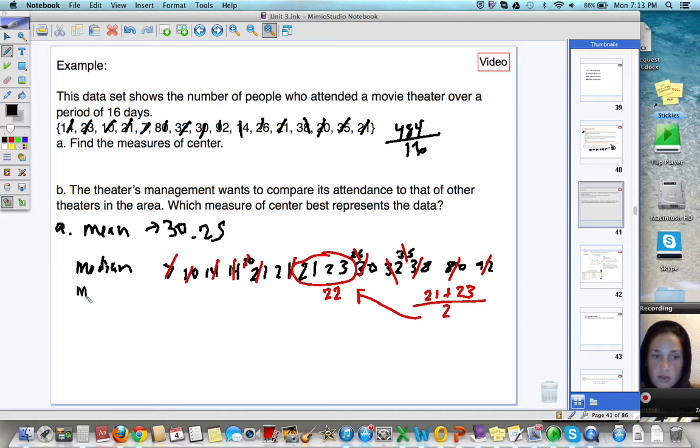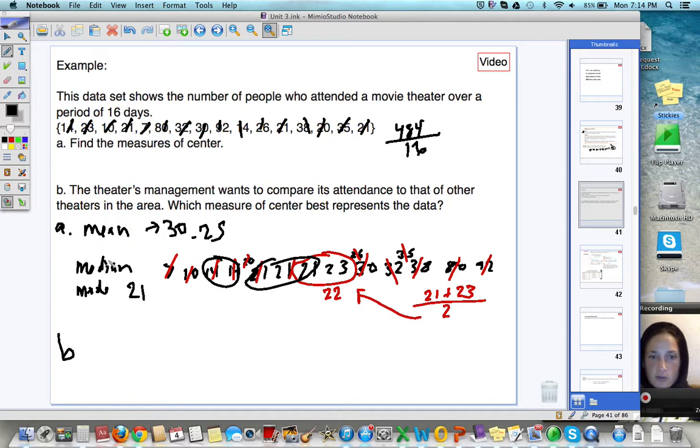My mode is the number I see the most of. I have 2 14s and 3 21s. So here, my mode is 21 because I have 3 of them. That's the one that's most repeated. So then, now let's look at B. So this was my measure of center, these 3 things.